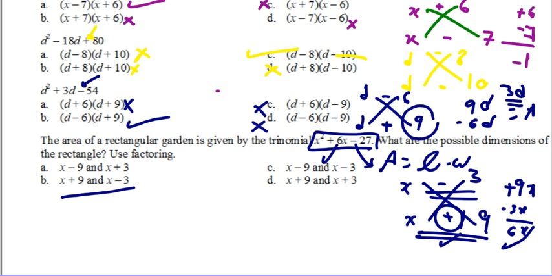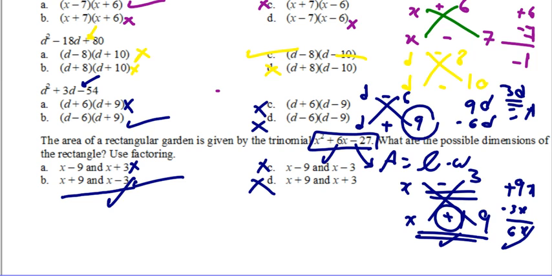So the answer is B. B is correct, and A is wrong. C has the same sign, so it is wrong, logically. D is also wrong, logically. B is correct because x plus 9 and x minus 3 have different signs, because the last sign is negative.